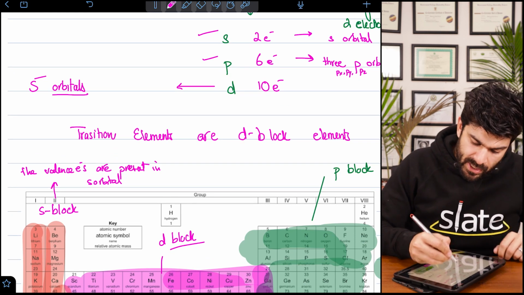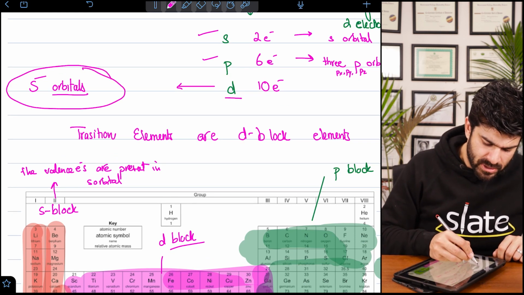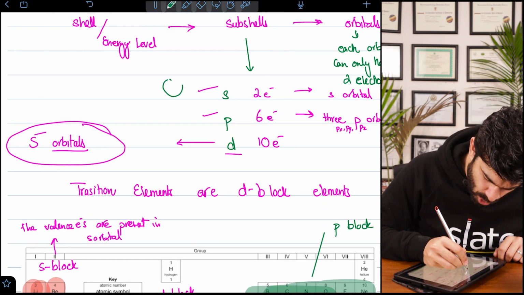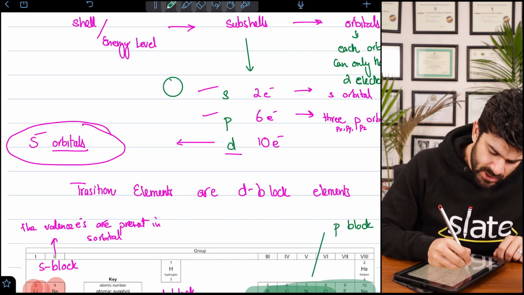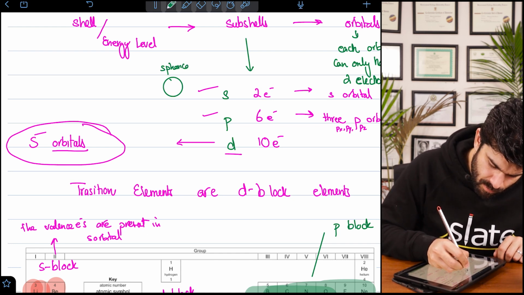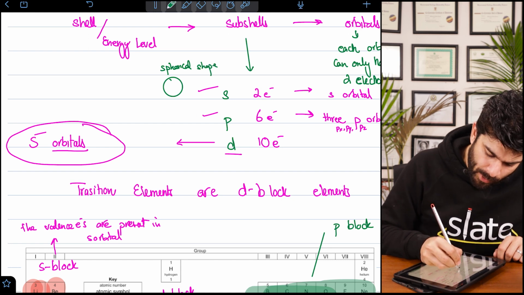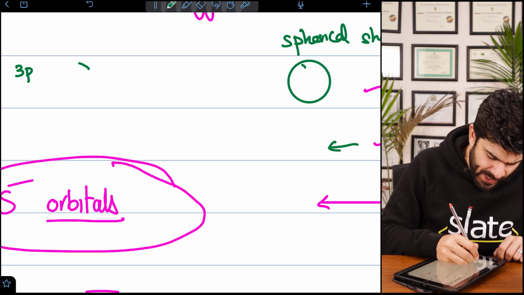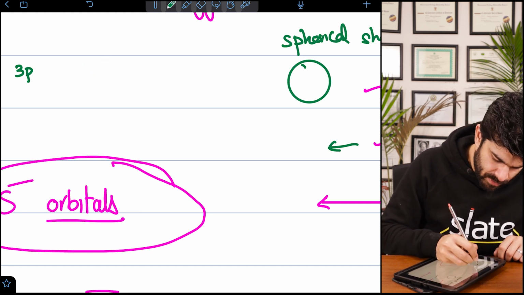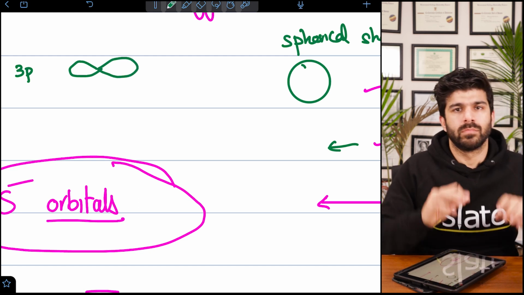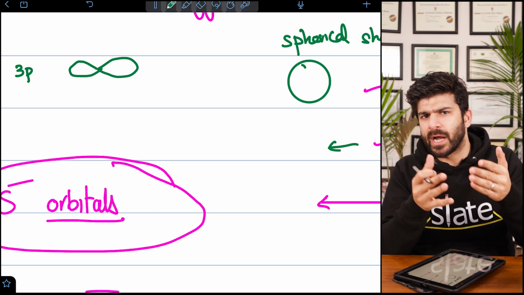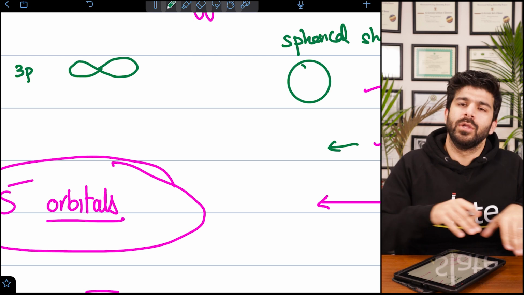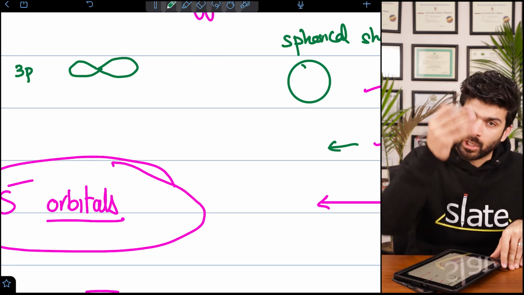Now, as I said, a d subshell will have 5 orbitals. If you remember from AS, there's only one s orbital that has a spherical shape. Talking about the p ones, there were 3p. One p had a dumbbell shape. 2 balloons can be compared to that. That's a dumbbell shape. Whereas the dumbbells are the ones you lift in the gym, but you draw it in chemistry in this way. Now there were 3 p orbitals.